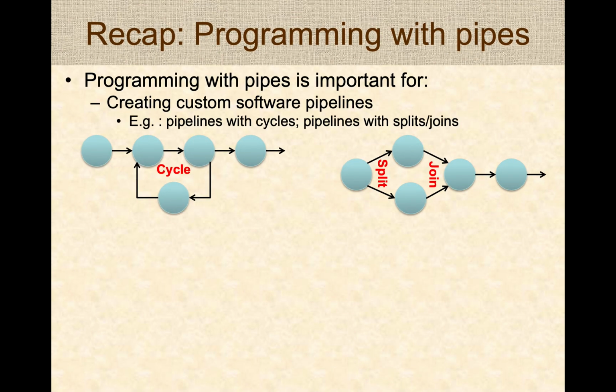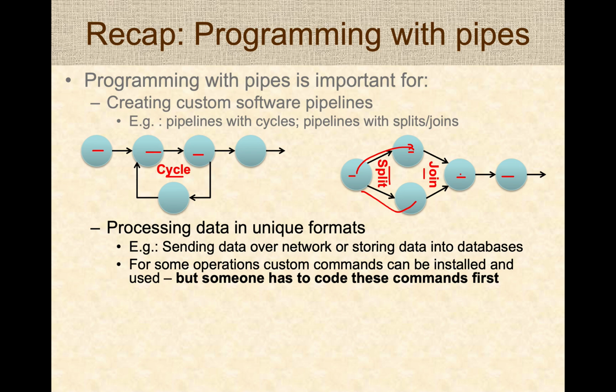Programming with pipes is important and is very useful for creating many custom software pipelines. So here in this example, we just looked at a simple pipeline where there were only two programs running, but we can also have many processes that are interacting with each other, and sometimes we can also create cycles in there selectively to process data. We can also use different processes that are running in a split and join type setup. So we can create different kinds of pipelines where we can split data between different programs and use them to build more sophisticated software for processing data. This helps us process data in unique formats.